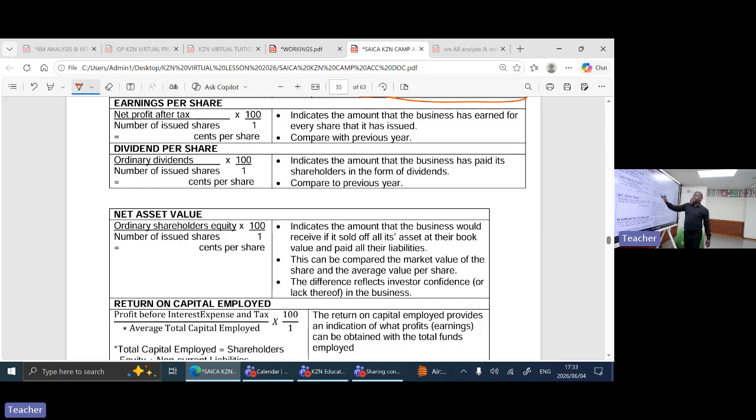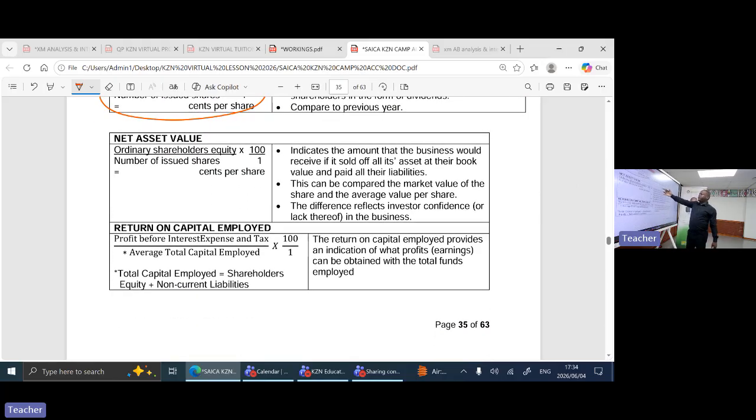So I said here, this formula might be wrong. I encourage you to use interim dividends over the number of shares issued during the time, and then also use final dividends over the number of shares that were used. Okay. Then I spoke about NAV, which indicates the amount that the business would receive if it sold off its assets: total assets minus total liabilities. What is left is the shareholders' equity.